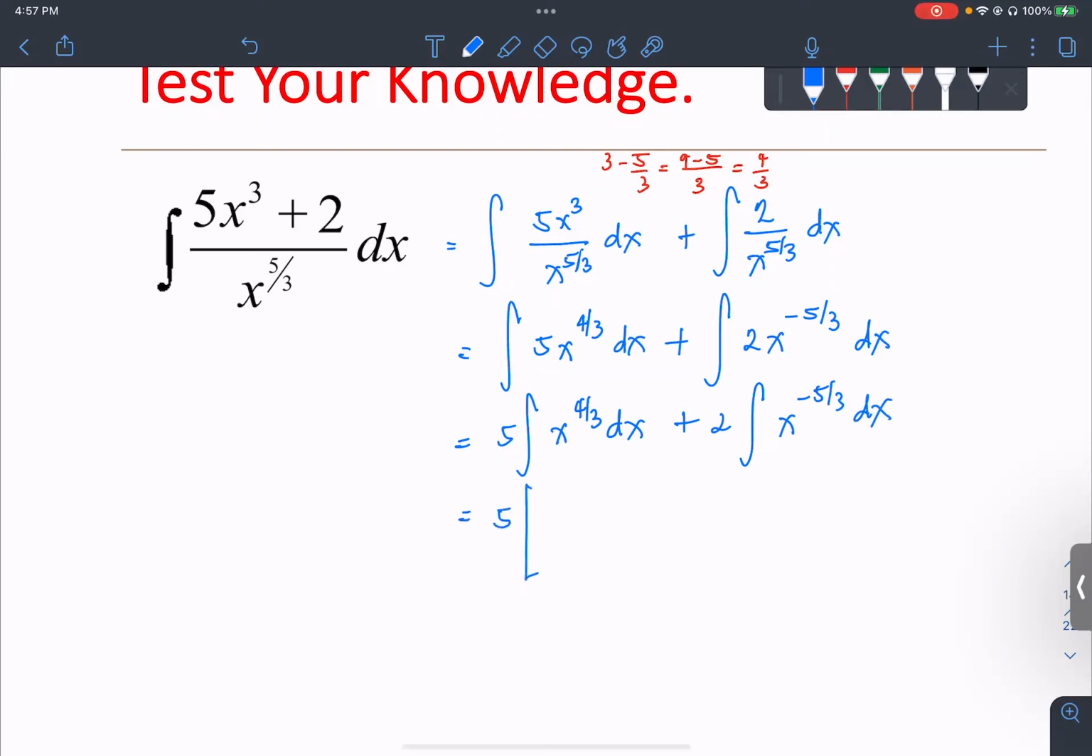So 5 power rule, x raised to, so kanina, 4 plus 3, 7 over 3. Then, sa baba, 7 over 3. And plus 2, negative 5 plus 3, negative 2 over 3. So, x raised to negative 2 over 3, kasi negative 5 plus 3, it's negative 2. Then, divide mo lang siya ng 3. Then, negative 2 over 3 tayo dito.